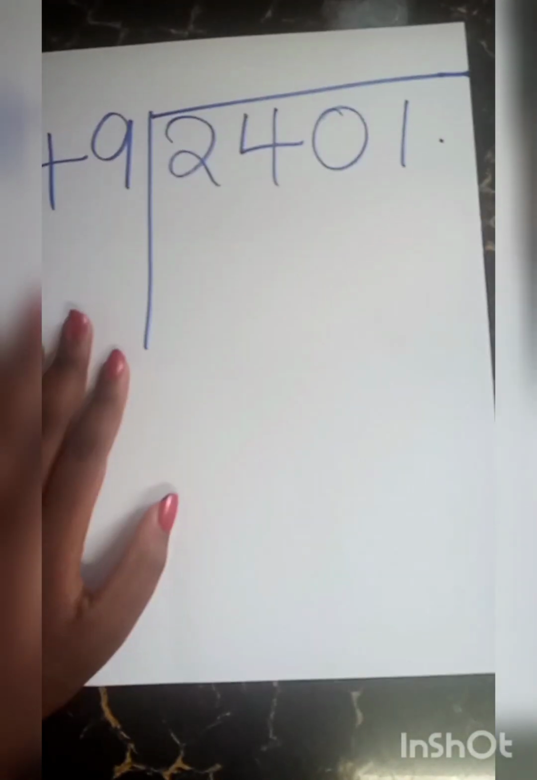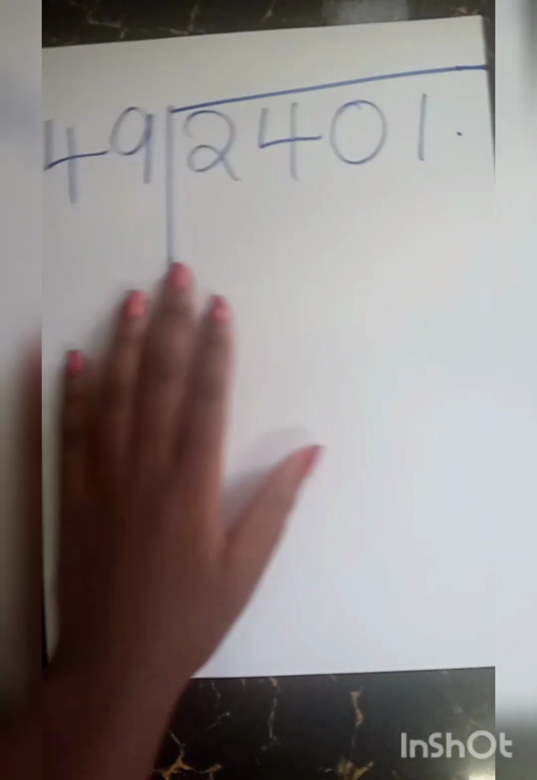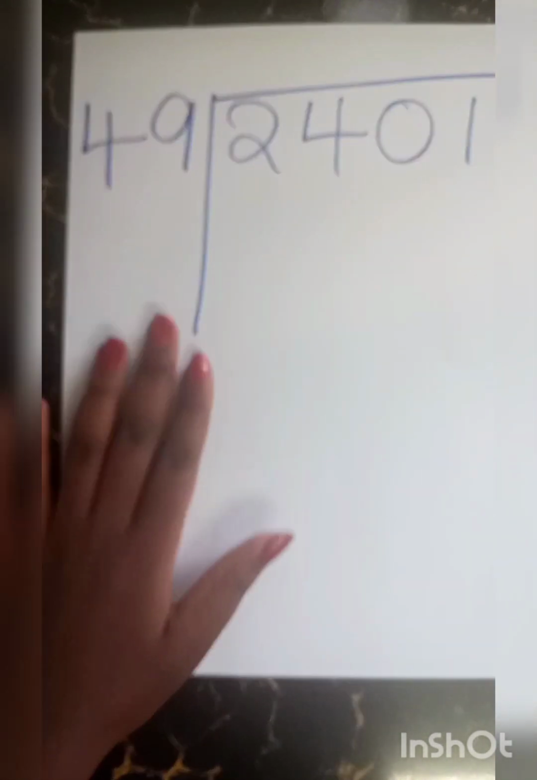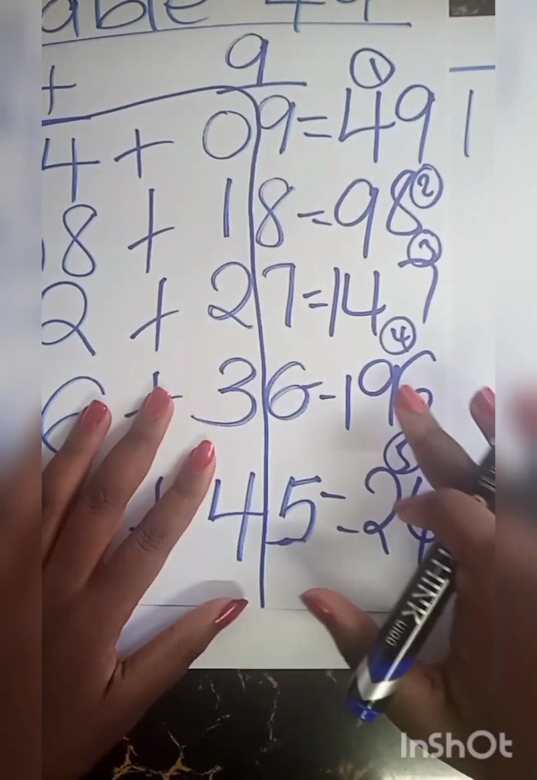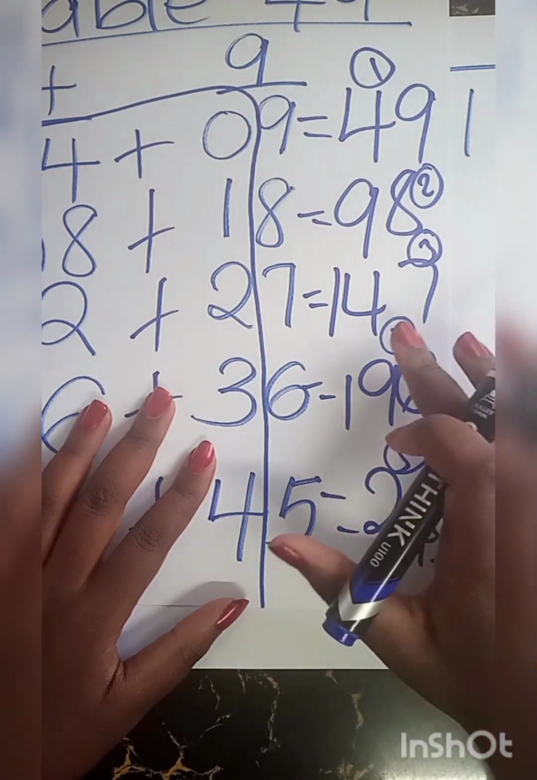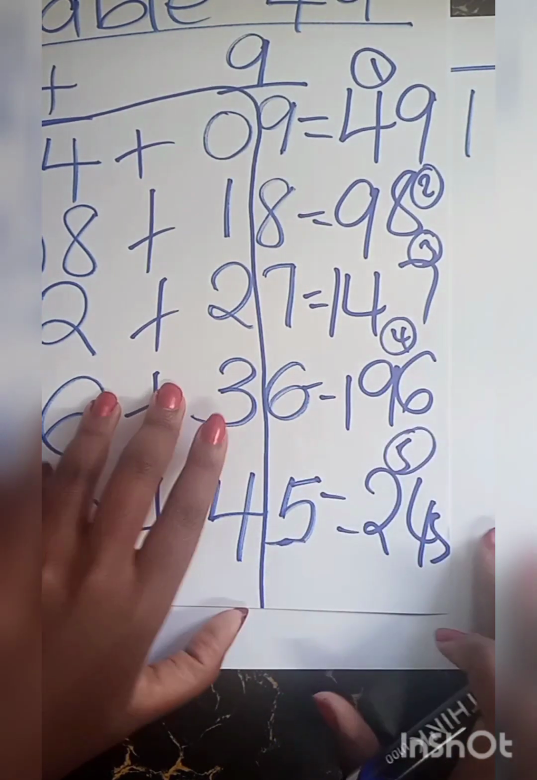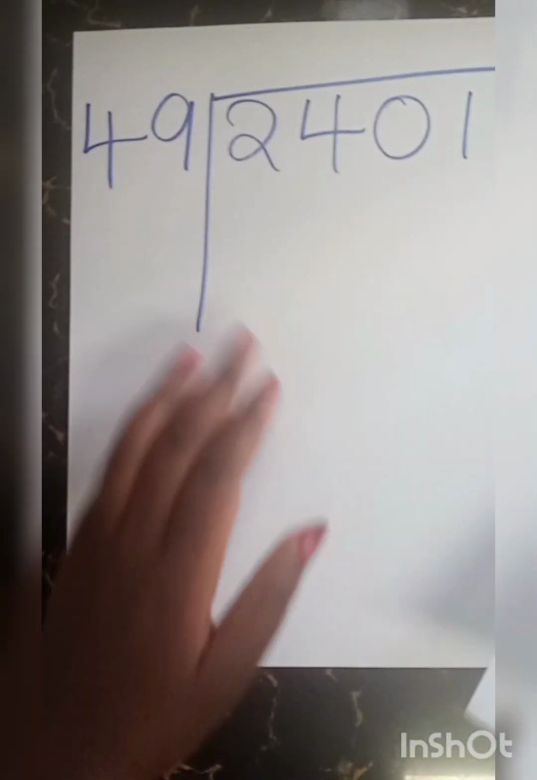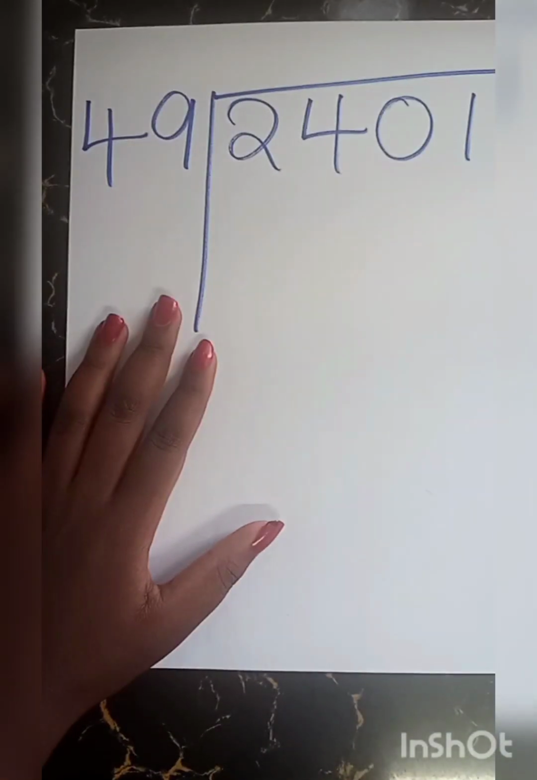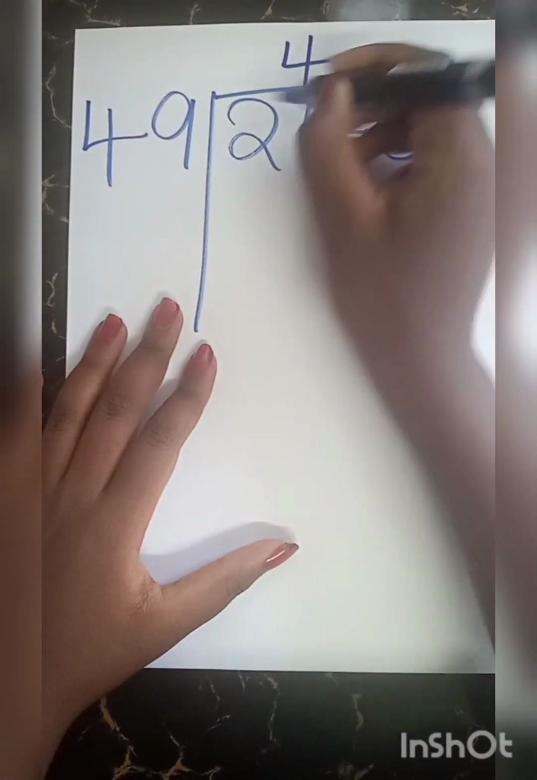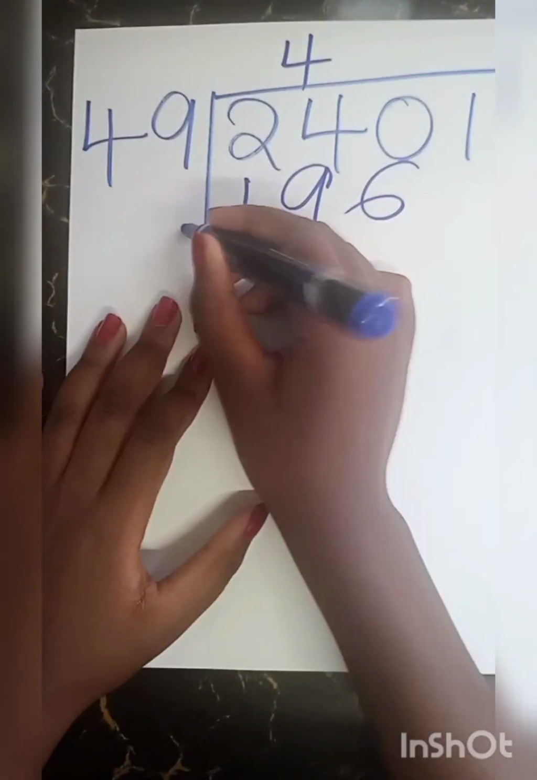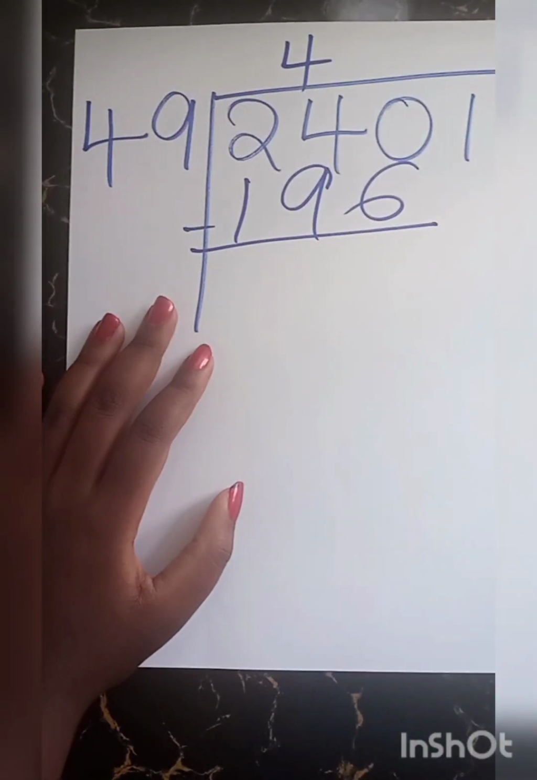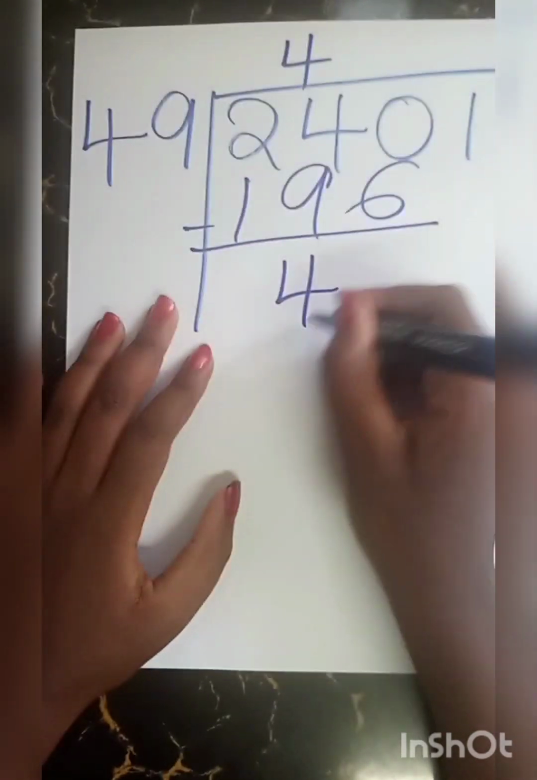Okay? So where is 240 in table 49? 240 is in between this and this. So we'll write a 4 because this is less than this. We'll write a 4 because 4 times 49, as you've seen, is 196. When you subtract this, you get 44.